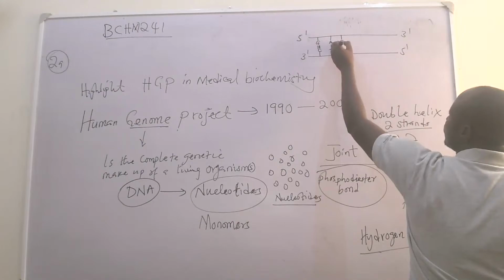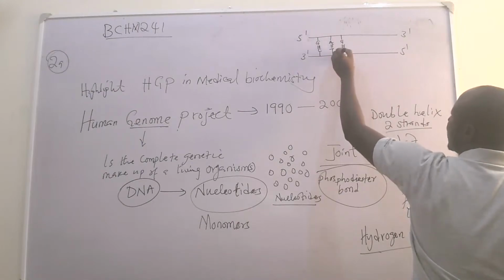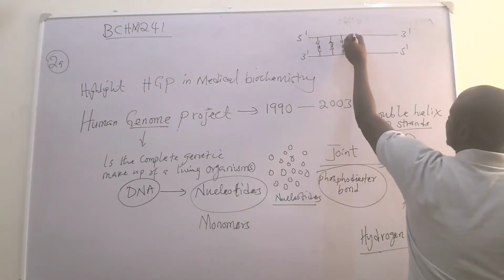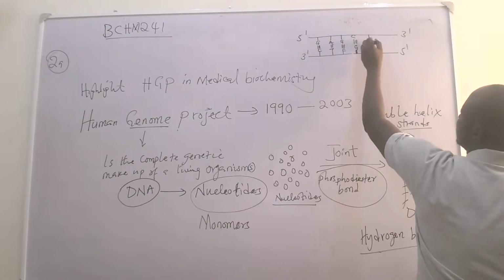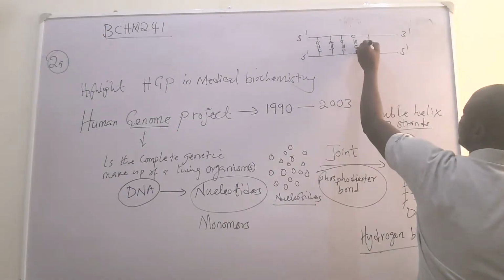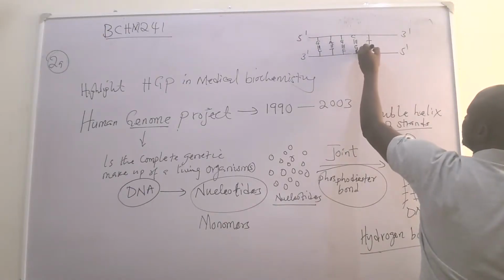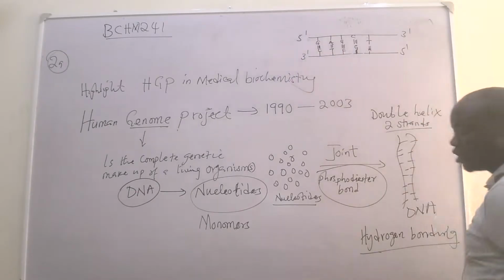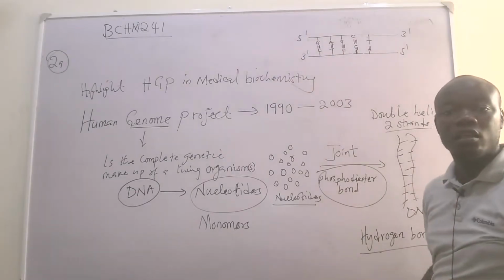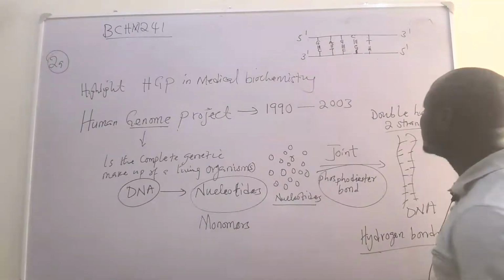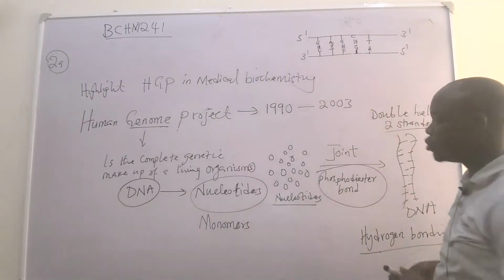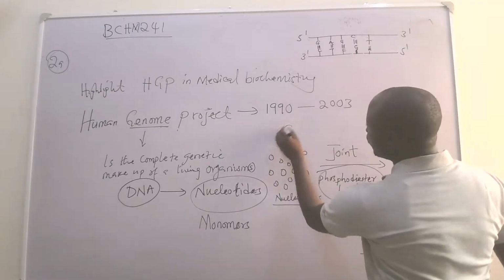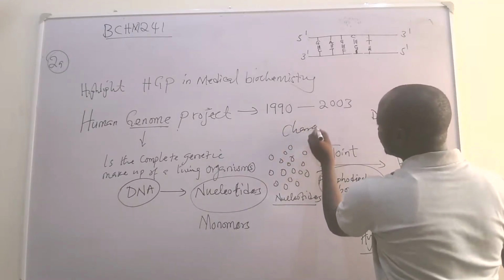You have guanine here pairing with another cytosine, cytosine pairing with guanine, then thymine pairing with adenine. So this is how the double helix of the DNA is formed. And very importantly, ladies and gentlemen, this is what we call Chargaff's rule. You shouldn't forget about this.